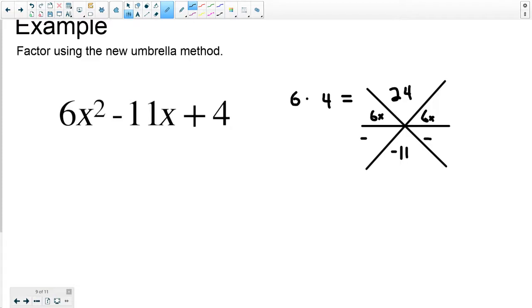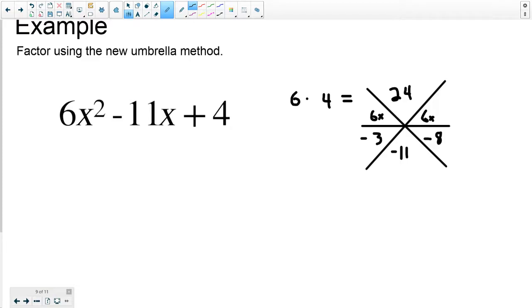Well, I know that I could do 1 and 24, 2 and 12, 3 and 8, and 4 and 6. So 4 and 6 is 10. 2 and 12 is 14. 1 and 24 is 25. But 8 and 3 are going to give me negative 11 when added together. So there are my two fractions.